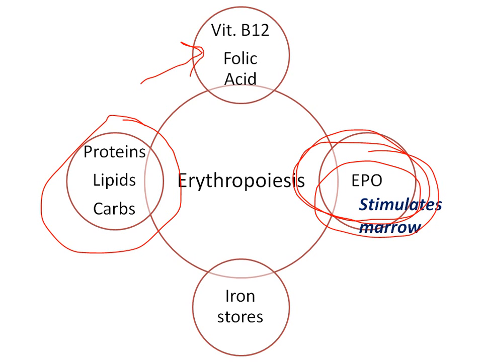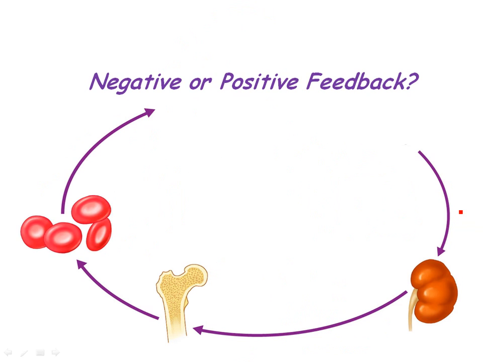EPO is going to be secreted by the kidney, travel through the blood to the red bone marrow, where it stimulates bone marrow to go through a process to create red blood cells. The iron stores, your liver can store it by binding it up to proteins called ferritin and hemosiderin. If it wants to transport the iron, it's going to use the protein transferrin. Now it turns out that this is going to be a negative feedback loop.